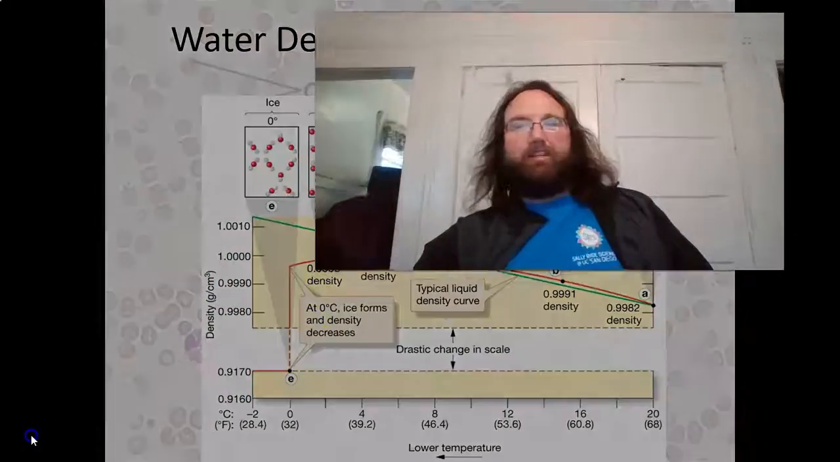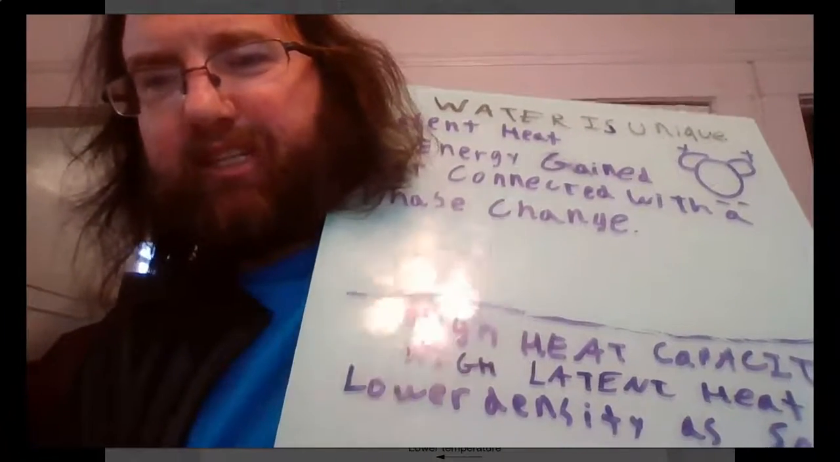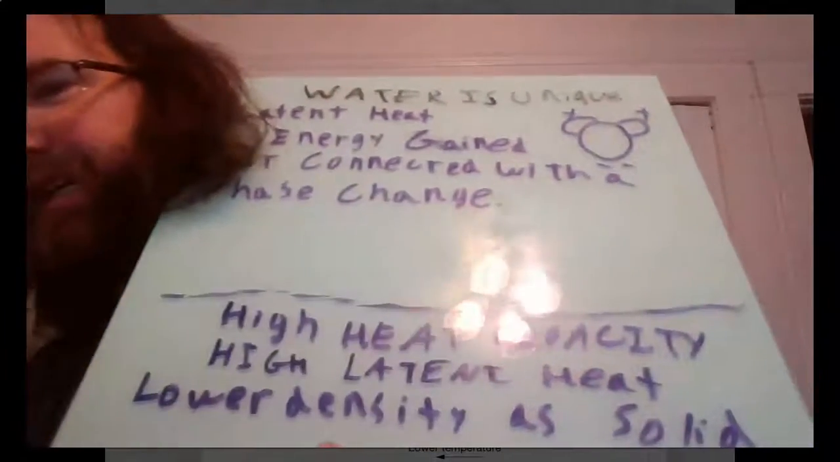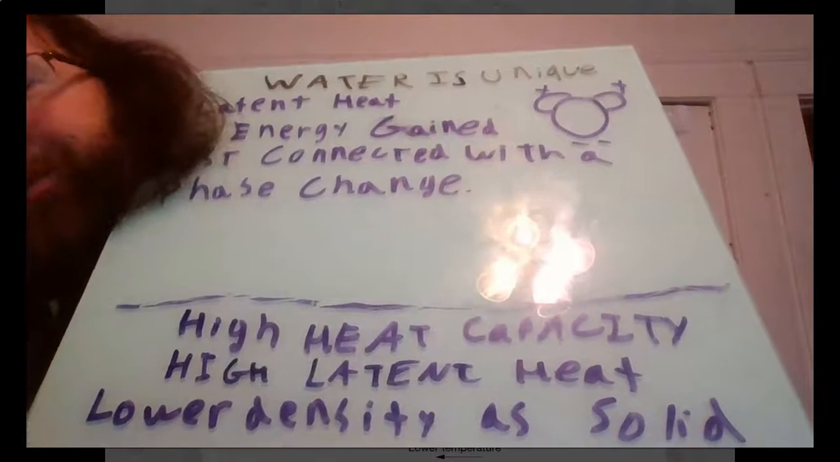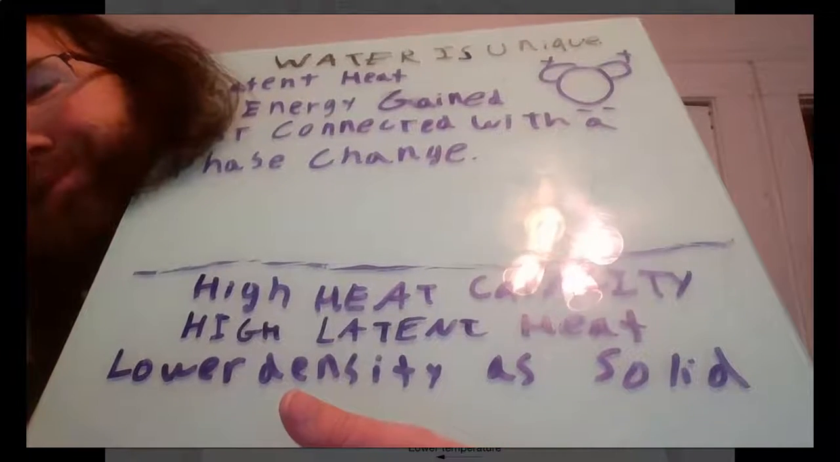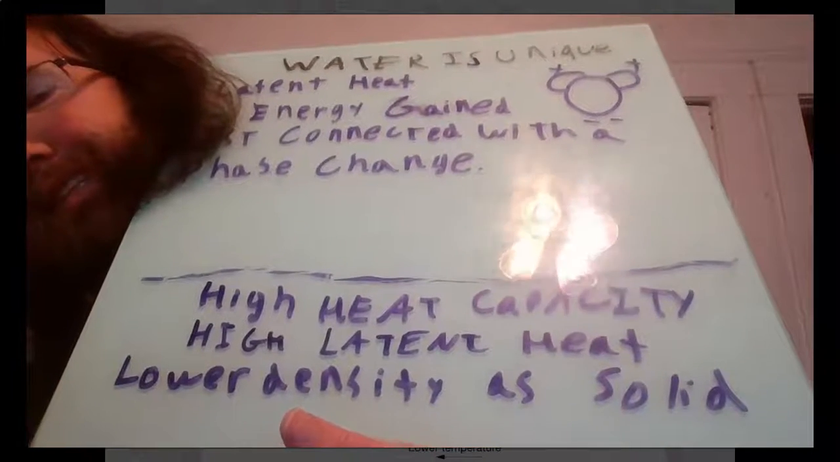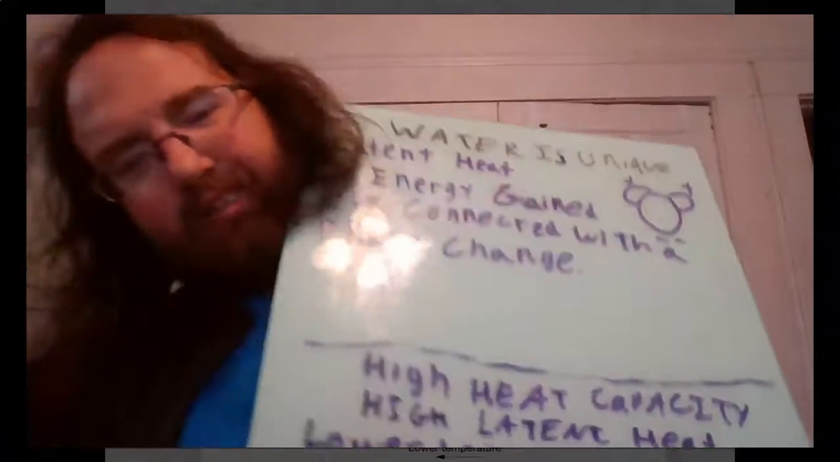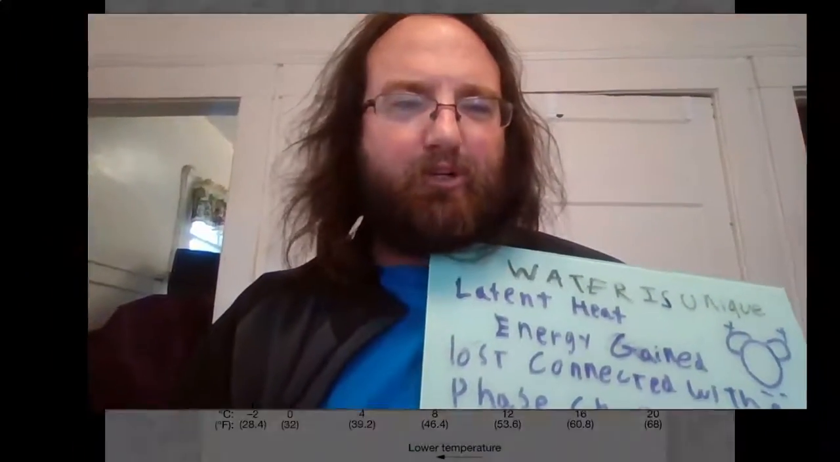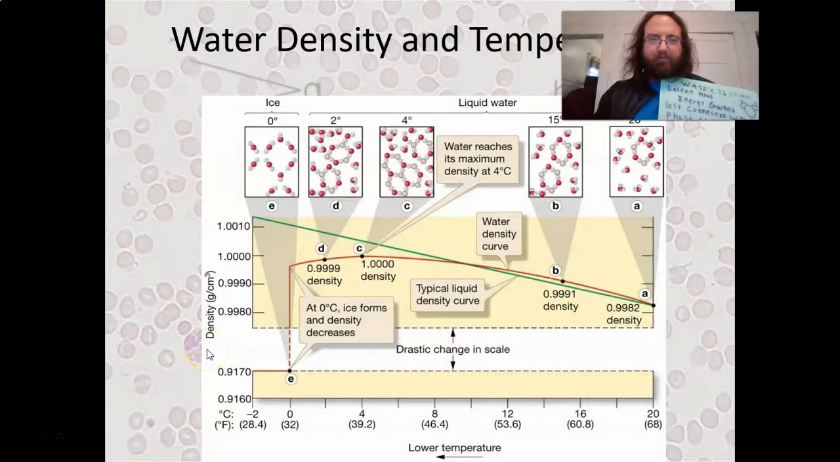So, the final property of water is lower density as a solid. That is your third property of water. Lower density as a solid. There's a fourth property I want to talk about. You kind of see it in the slides that I was skipping over. Let's go back to some of those.